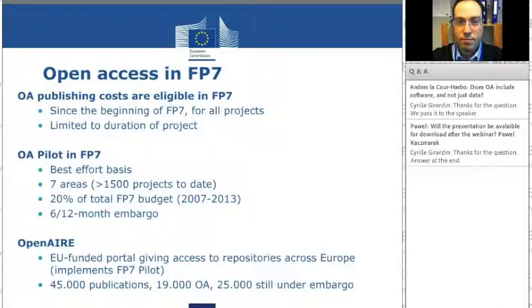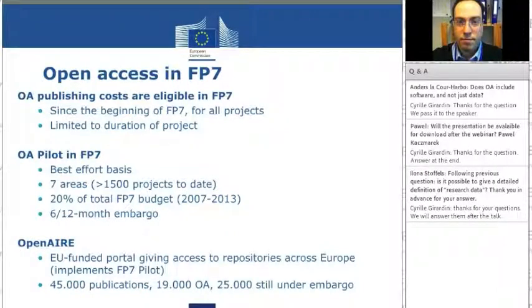Also, the colleagues in DG Connect have been funding the OpenAIRE project, which is a portal that gives access to repositories across Europe. That is, I think, a very good idea: OpenAIRE gives you access to an open access green article in whatever repository this article is located. So it doesn't matter if it's in the university repository or a thematic repository. OpenAIRE will find it if you put it in the search engine of OpenAIRE.